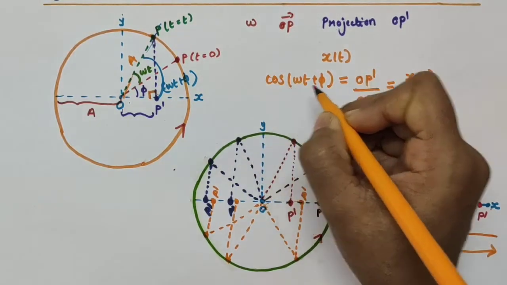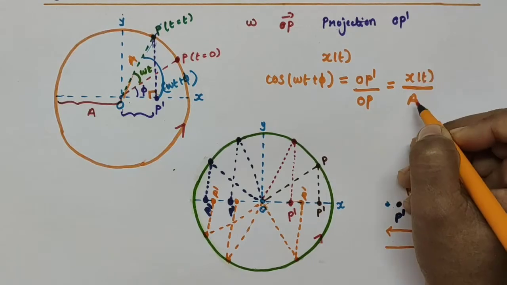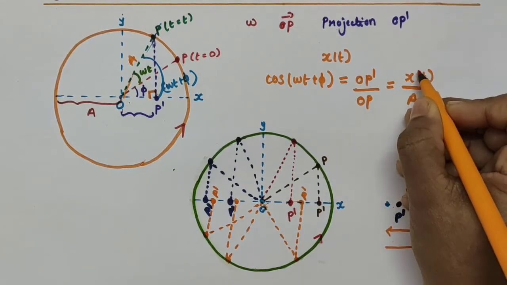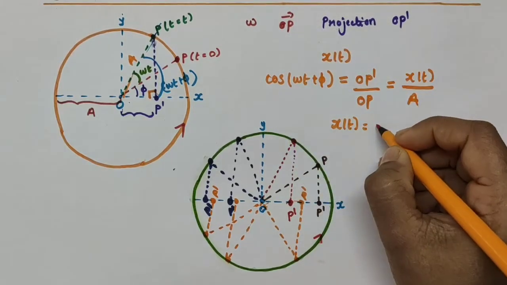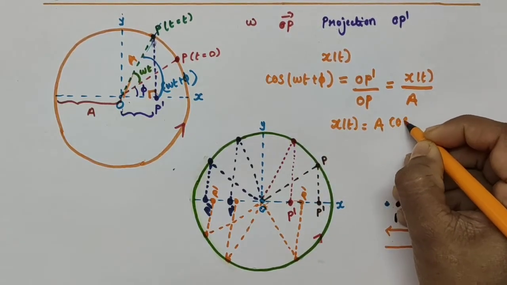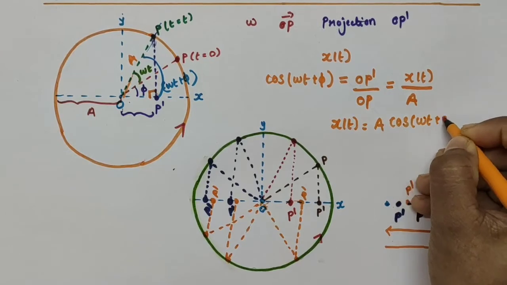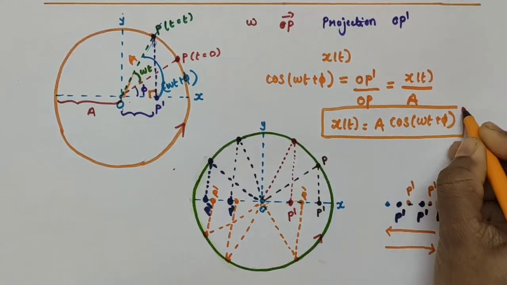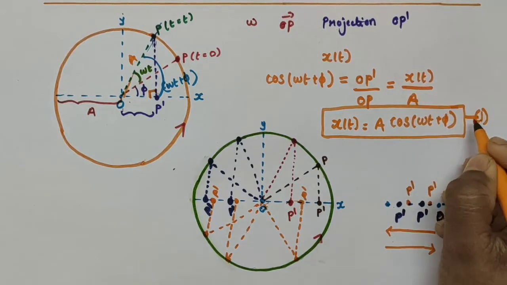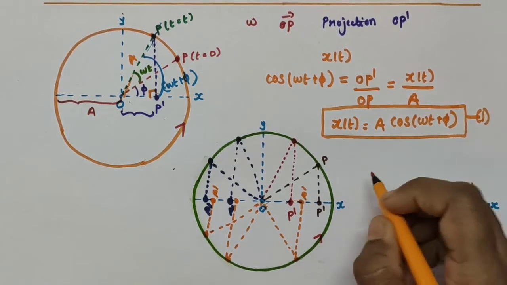So we are getting cos of omega t plus phi is equal to x of t divided by A. Or we can write x of t is equal to, taking A to this side, that goes to the numerator, A into cos of omega t plus phi. So we are getting one expression, x of t is equal to A cos of omega t plus phi, and I am taking this as equation number 1.